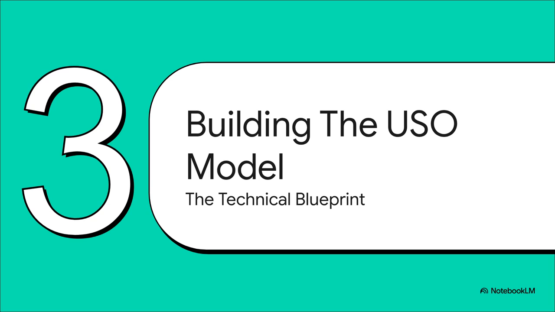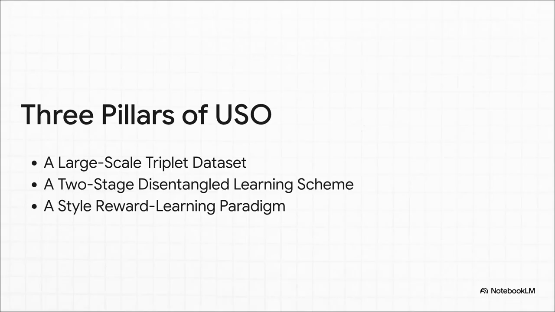Okay, so that's the big idea, but how do you actually implement something like this? Let's dive into the architecture, because this is where the theory really gets translated into code and, well, silicon. The whole implementation really rests on three main pillars. First, they built a massive, large-scale triplet dataset to give the model really clean learning signals. Second, they use a clever two-stage disentangled learning scheme. And third, there's a final style reward learning paradigm to really polish the output.